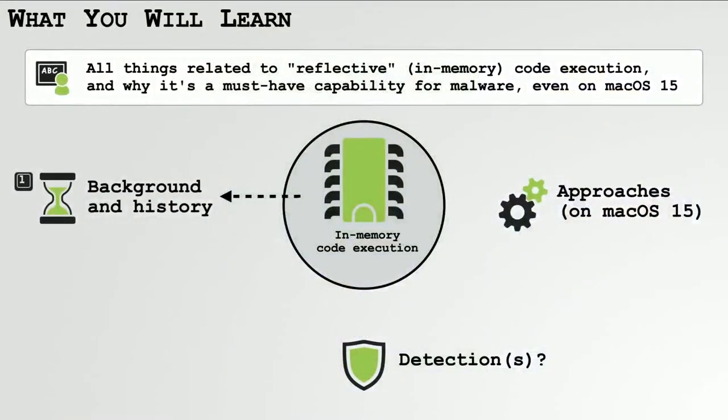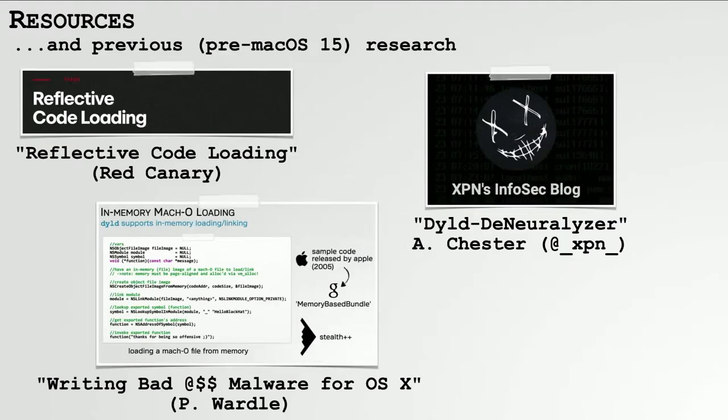I always like to start my presentations by briefly articulating what I hope you will learn by my talk. As we can see on the slide, hopefully we will learn about all things related to reflective in-memory code execution, and I'll define that more broadly on the next few slides. And talk about why, if you're an offensive adversary, this is a must-have capability that you should be utilizing. And we'll see some challenges of detection. So we'll start with some background and history, talk about approaches that we have to update for macOS 15, and then end with some approaches to detection.